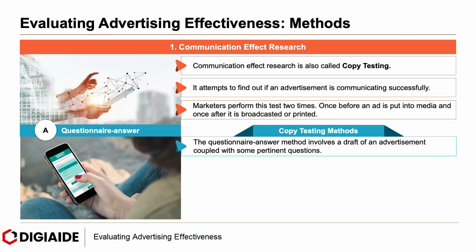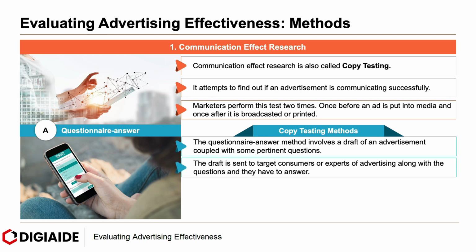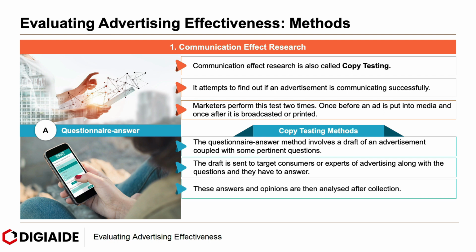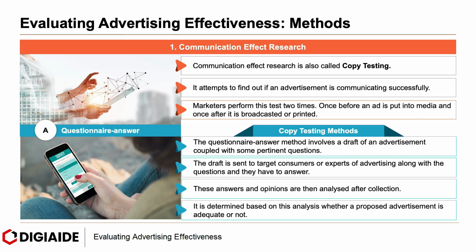First, questionnaire answer. The questionnaire answer method involves a draft of an advertisement coupled with some pertinent questions. The draft is sent to target consumers or experts of advertising along with questions and they have to answer. These answers and opinions are then analyzed after collection. It is determined based on this analysis whether a proposed advertisement is adequate or not.